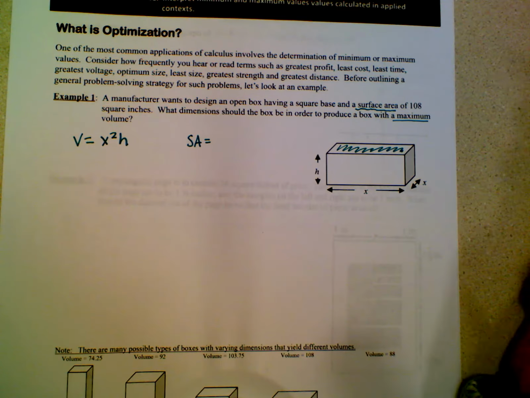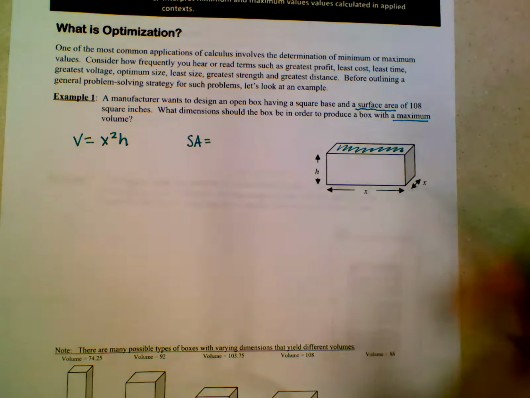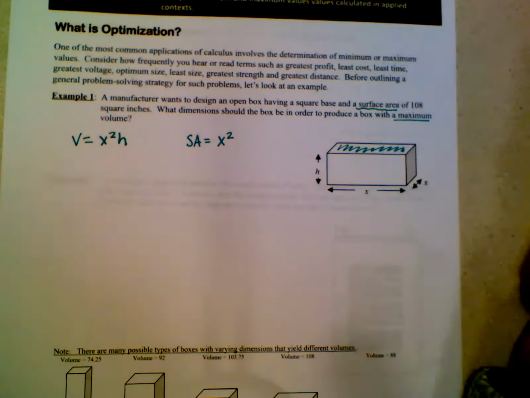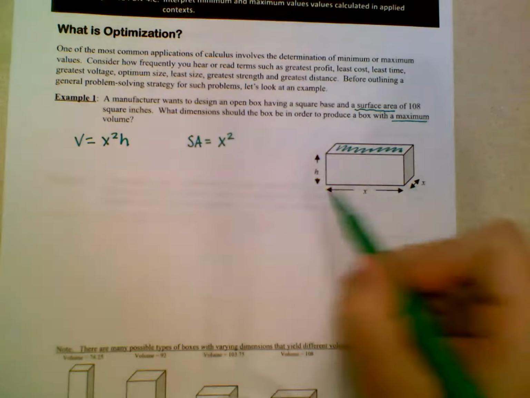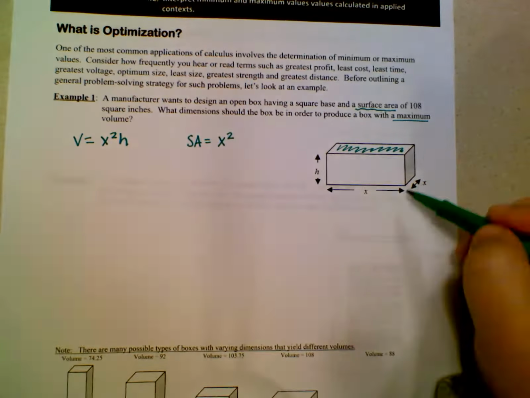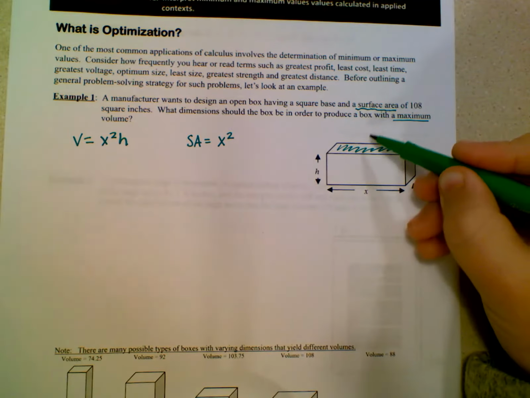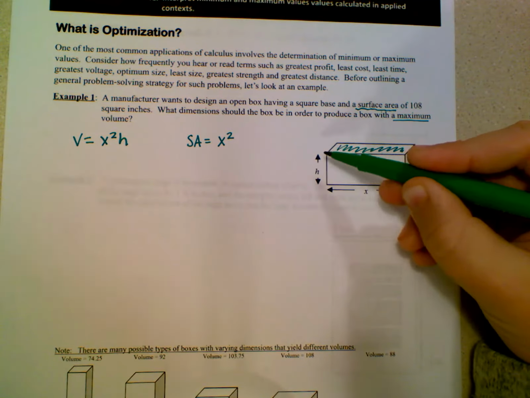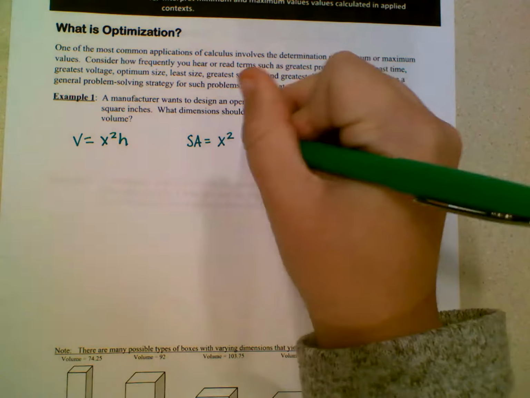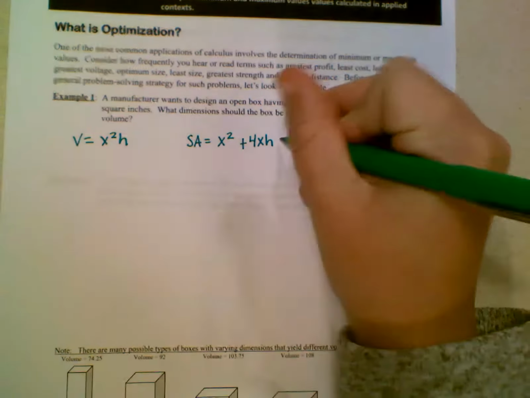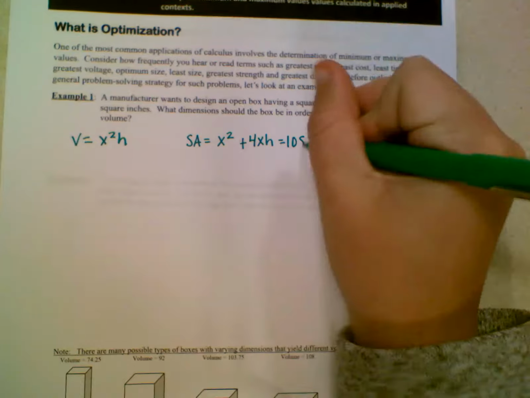That's open. All right, so the bottom of this box would be x by x, which is x squared, and there's only one bottom. The front of this box, what you see here, is x times h. The side of the box is also x times h. The back of the box would be x times h, and the side over here would be x times h. So there's actually 4 of those, x squared plus 4xh. And it tells us that that has to equal 108.